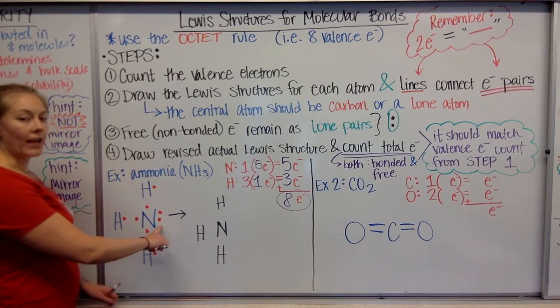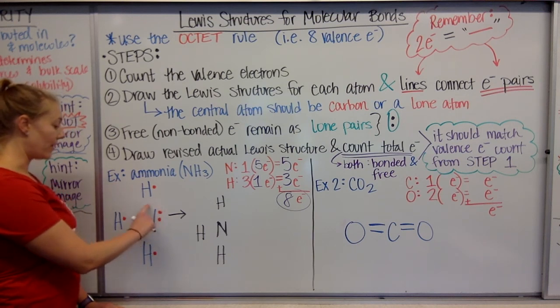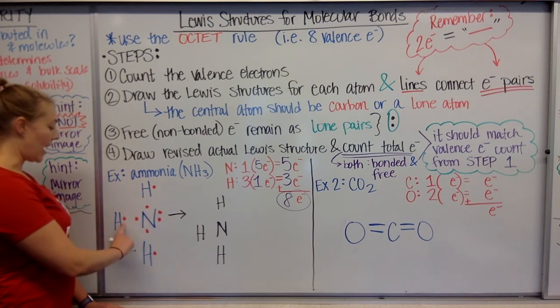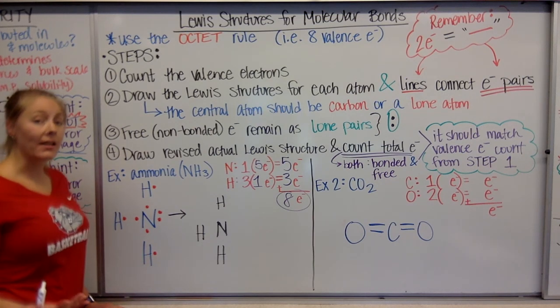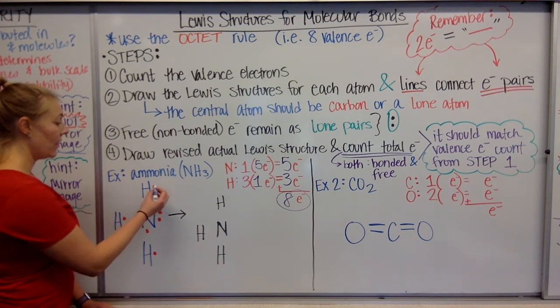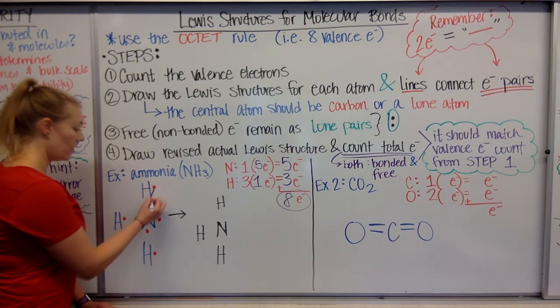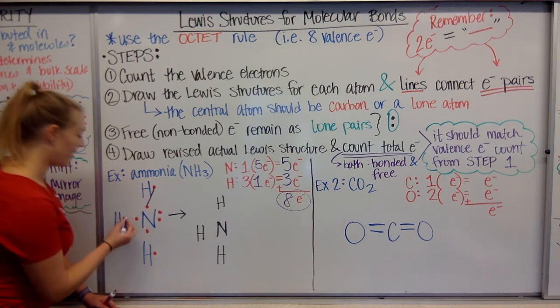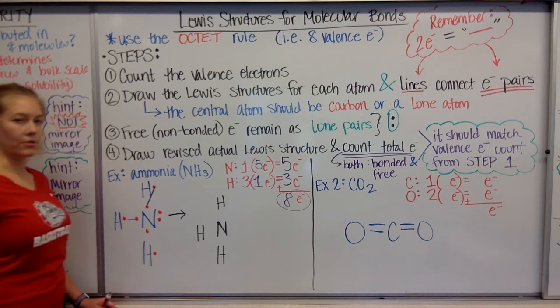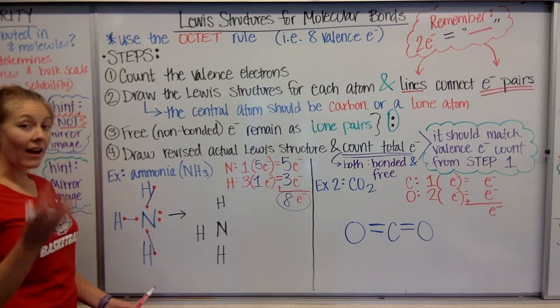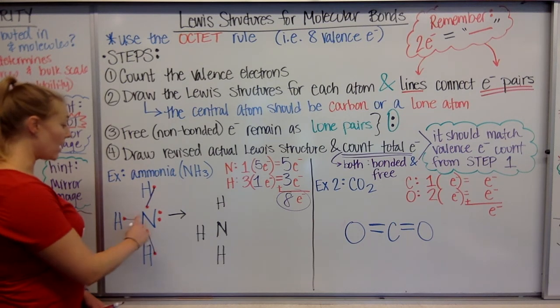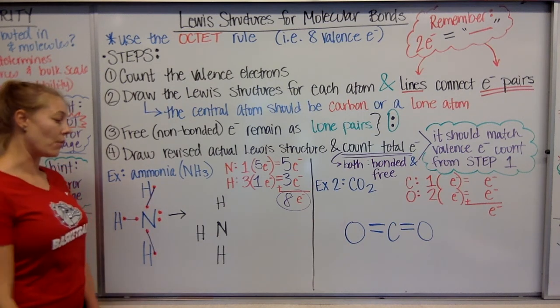Here's my Lewis structure for nitrogen, again with 5 valence electrons around it, and my 3 hydrogens, each with 1 valence electron. And I'm just going to connect the dots between lone electrons. This electron on hydrogen is lone, and so is that one on nitrogen. This one on hydrogen, and that one on nitrogen. This one on hydrogen, that one on nitrogen. And now we've connected so that none of these are lone electrons anymore.